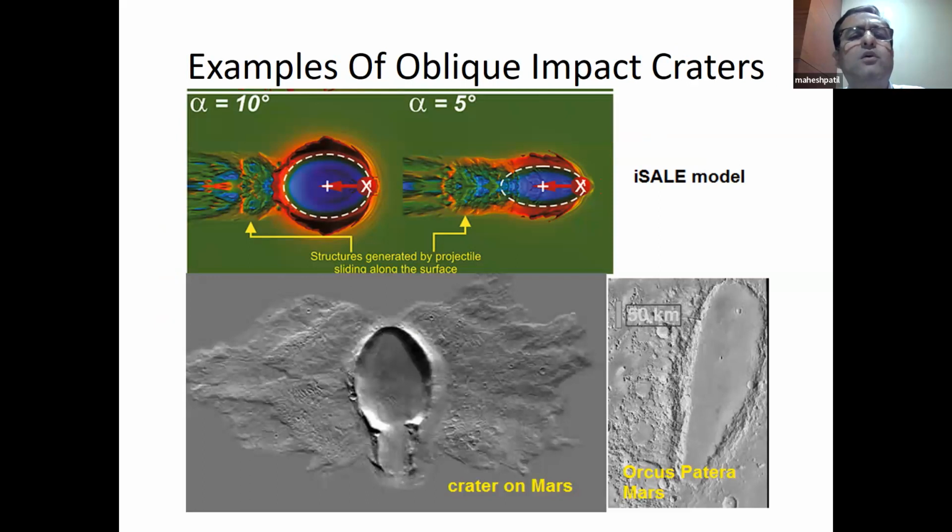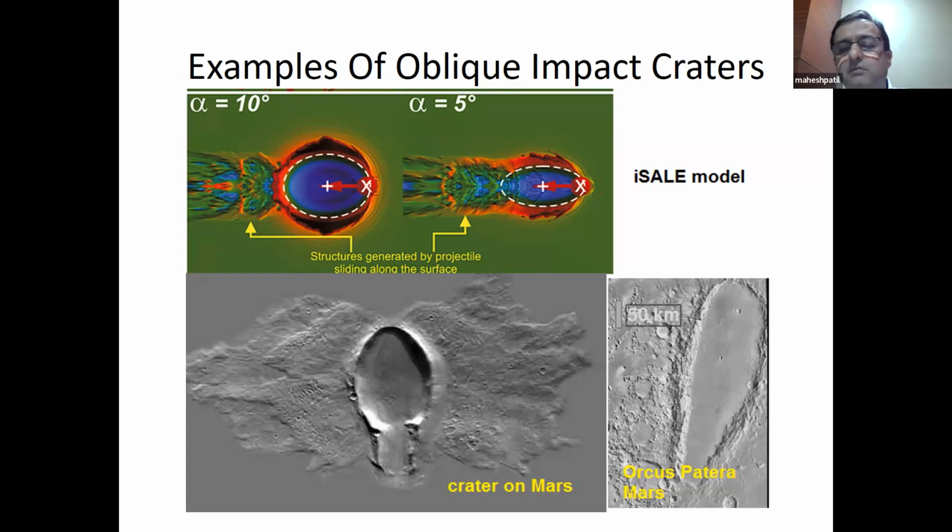So at 10 degree, you will find an elliptical or oval shaped crater, and still you will find some kind of a drag in the tail of an impact crater. At 5 degree, it becomes a very elongated kind of a crater. So there are some craters on the Martian surface.